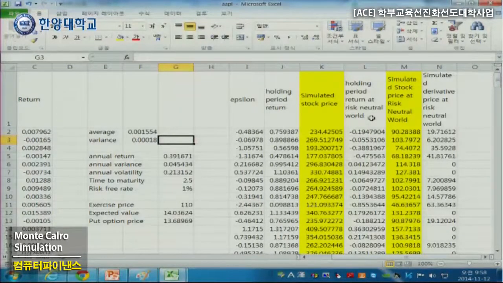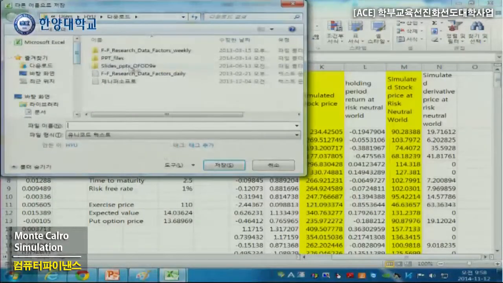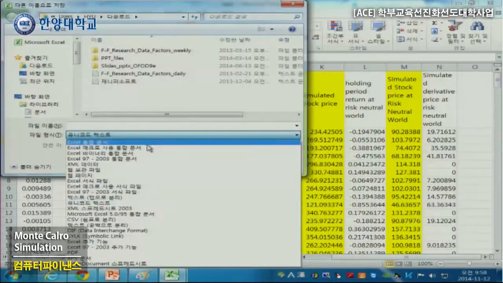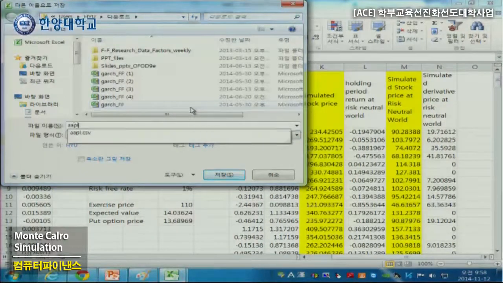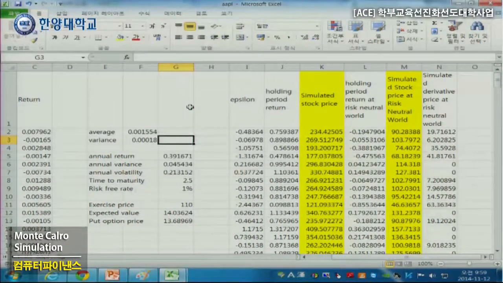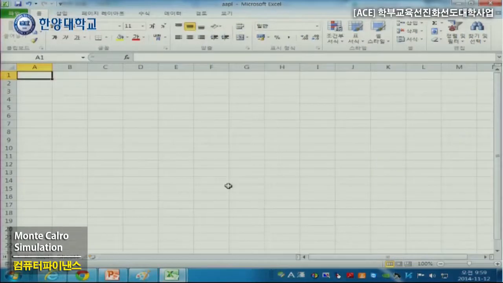So anyway, we did only 20 simulations, which is too small. We want to do more simulation, and if we are interested in more simulation, what we can do is use Excel Visual Basic, right? So let's write down Excel Visual Basic, and then I have to say macro, okay? And then let's name the file AAPL, and put another one.